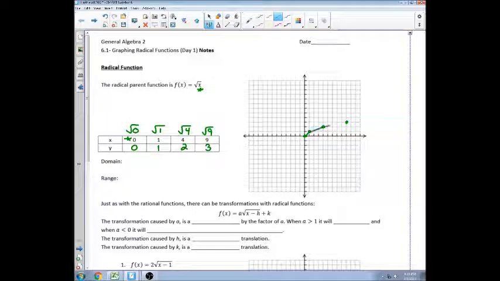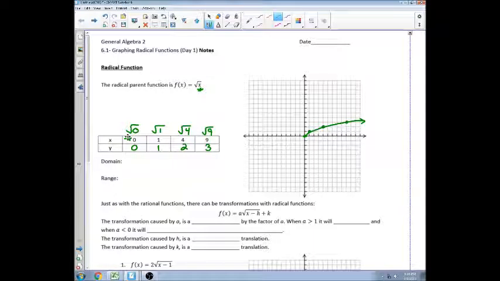If I can connect those, notice I have a little bit of a curve going up to the right. Okay? That is what my parent function will look like. Just like our previous unit, our parent function looked one way. On almost every single one of our graphs, our parent function is going to look the same. I'm just going to move my parent function around.